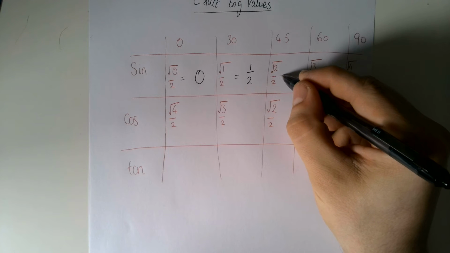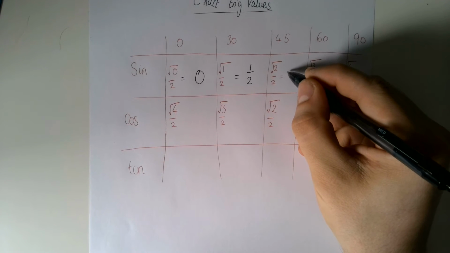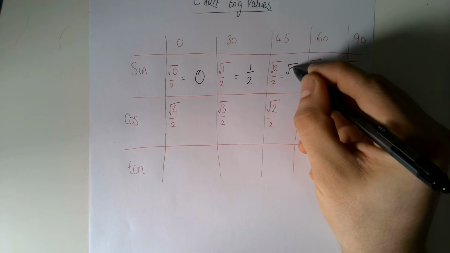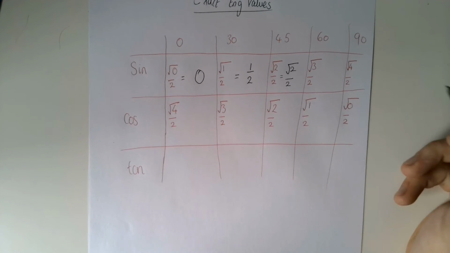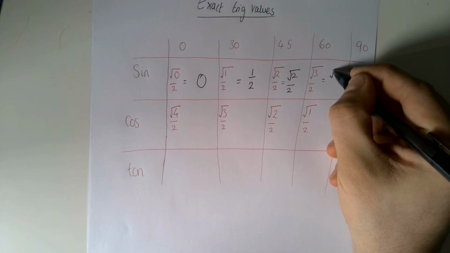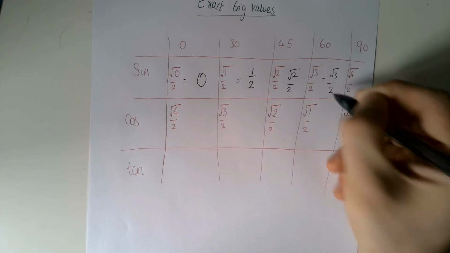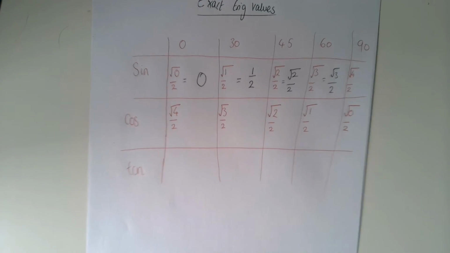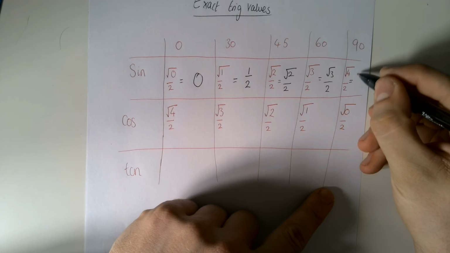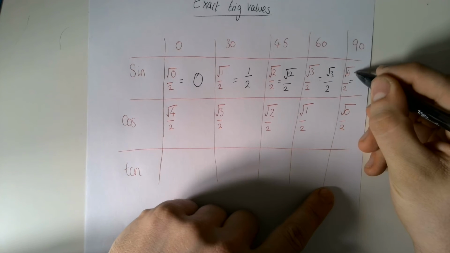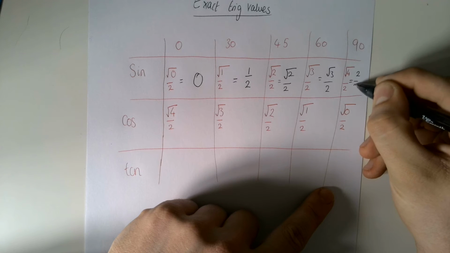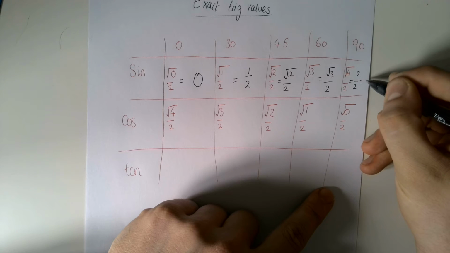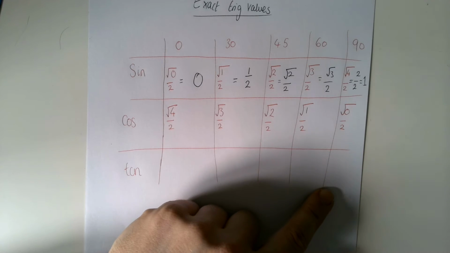Square root of 2, well that's going to be a decimal. That's not a very nice number to deal with. So I'm just going to leave that as it is. Again, the square root of 3 is not a very nice number to deal with. So I'm going to leave it as square root of 3 over 2. Now the square root of 4 over 2, well, the square root of 4 is 2. And I'm dividing that by 2 as well. And 2 divided by 2 is 1.